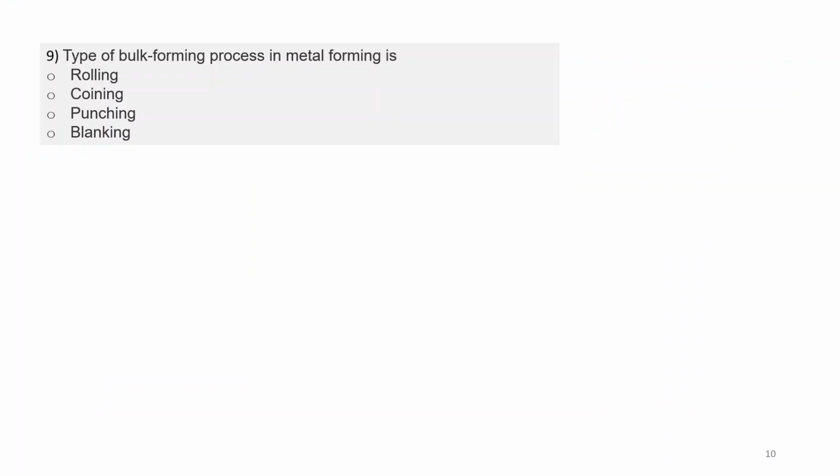Okay, so the question is, type of bulk forming process in metal forming is, your options are rolling, coining, punching and blanking. So which one should be the correct answer? So the answer will be rolling. The other three processes are sheet metal working.